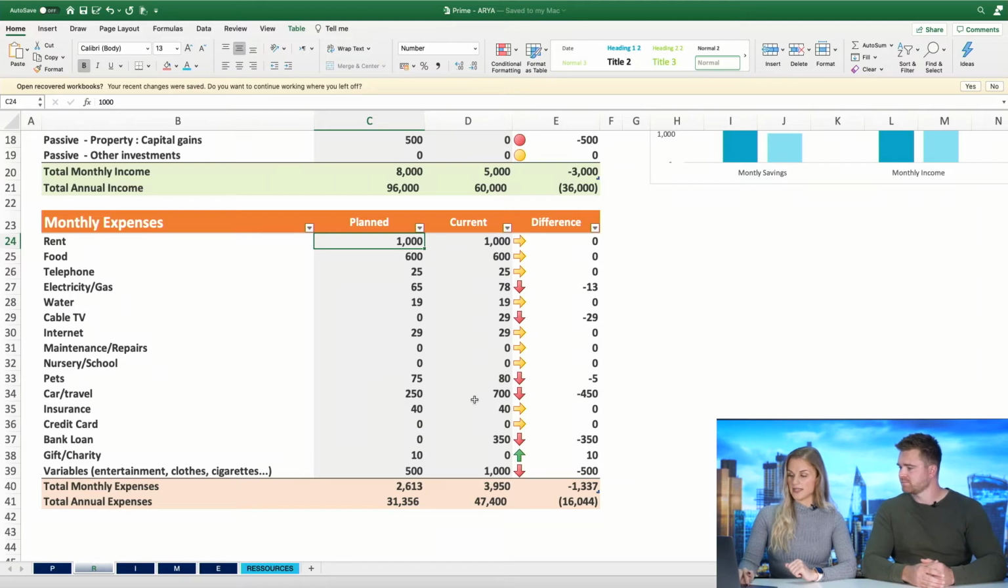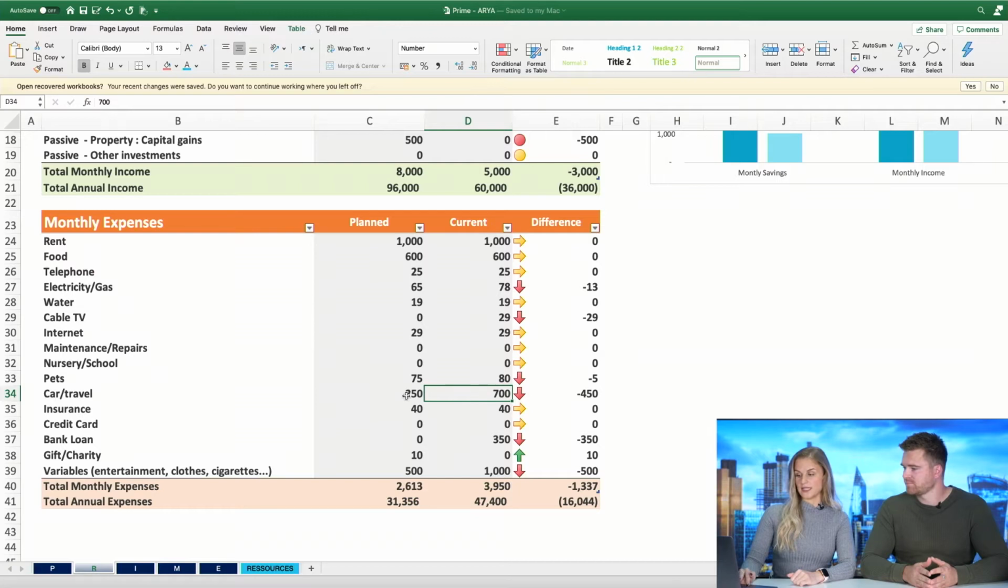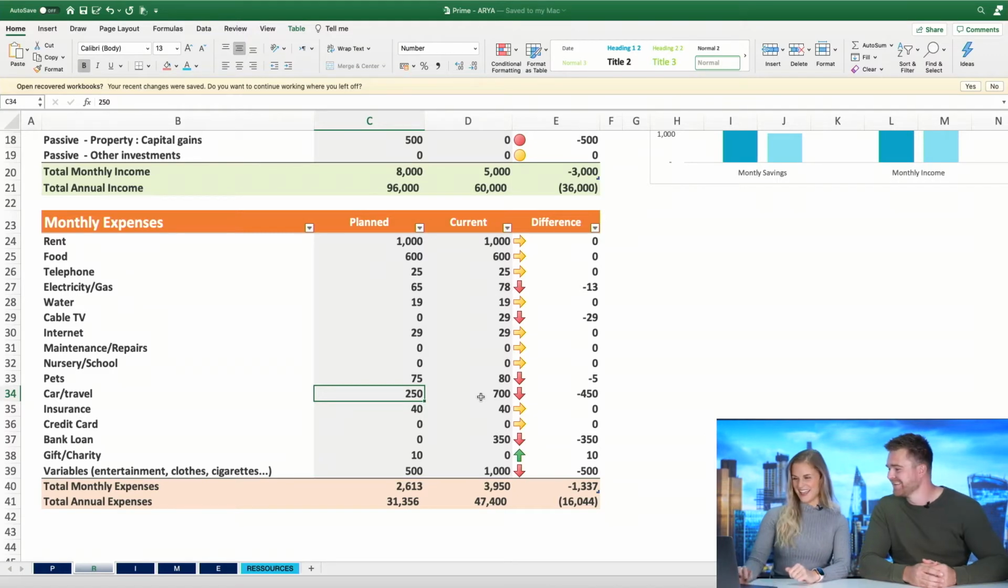And what we're going to do is, here you can see that car and travel is a large expense. Now, we spoke about a car in the previous tab. It's the easiest way to reduce your expenses. Honestly, the easiest way. So we have decided to sell our car. Our car was a Mustang. We now have a Ford Focus, whatever. So we've reduced it. We've got 450.